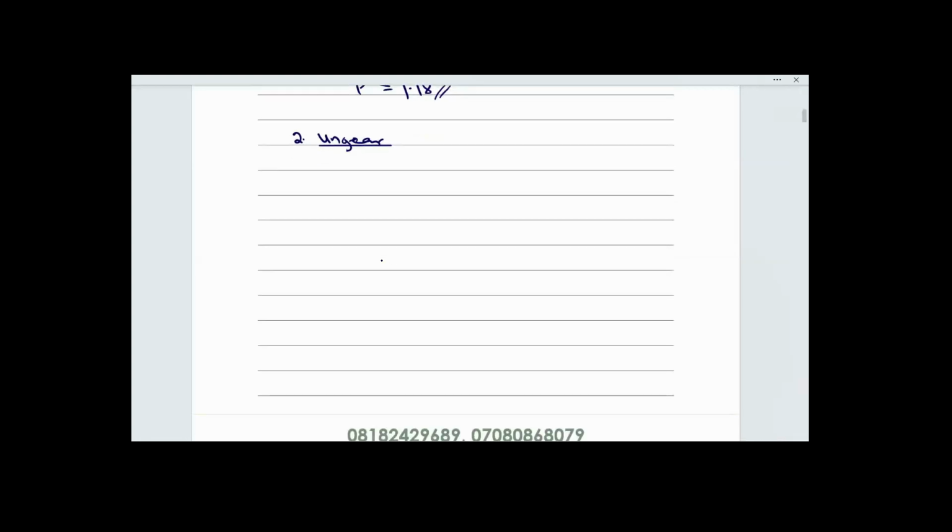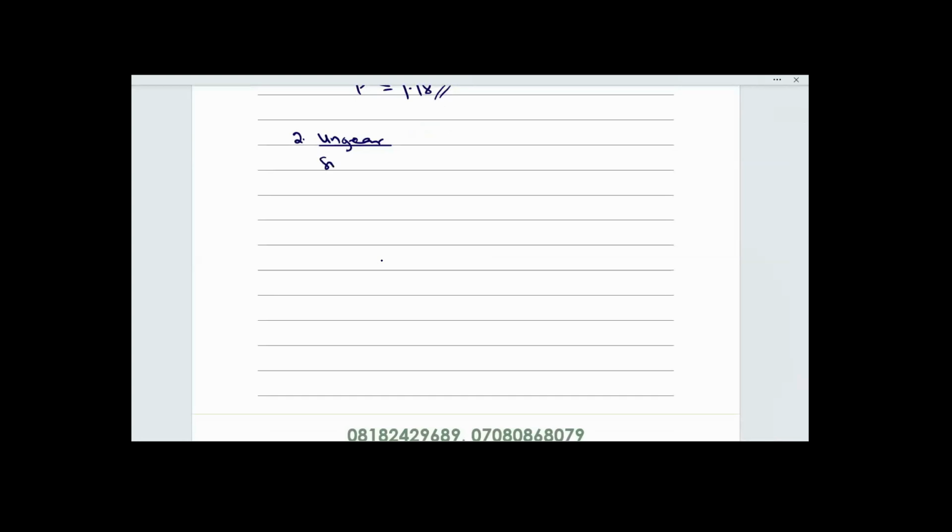Before I put down my formula, I told you that I gave you 2 different formulas that you can use to ungear. Whenever you want to ungear, it simply means you should calculate asset beta. The formula you are going to use depends on whether debt beta is given or assumed to be risk-free. As far as this question is concerned, we are not given debt beta. So it is assumed that debt beta is risk-free.